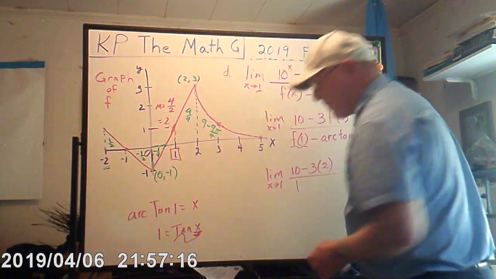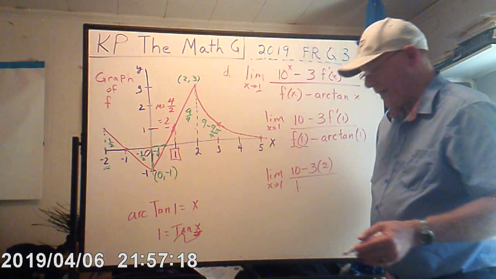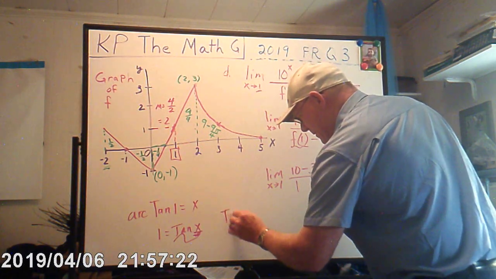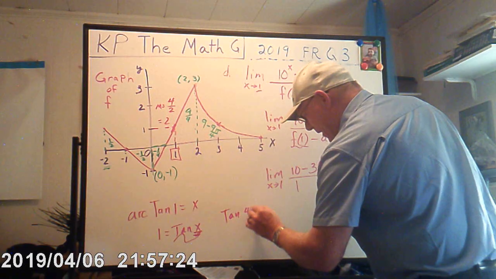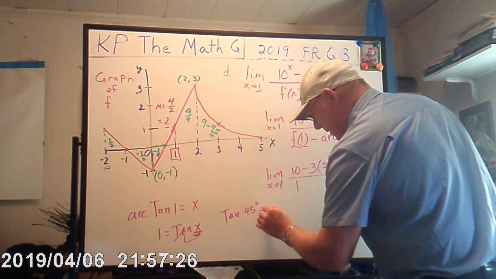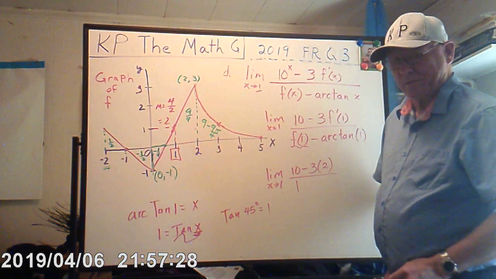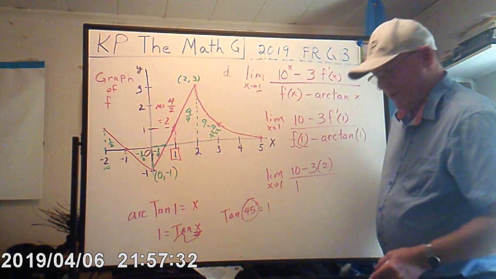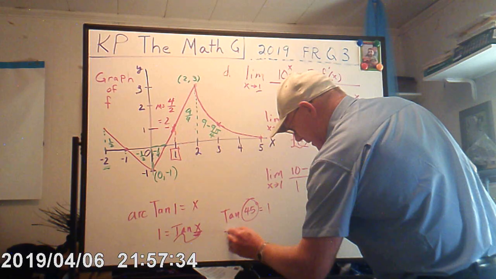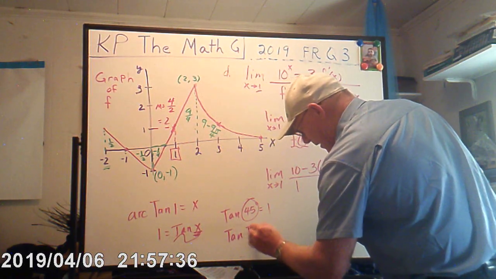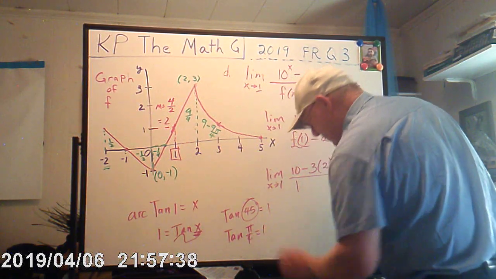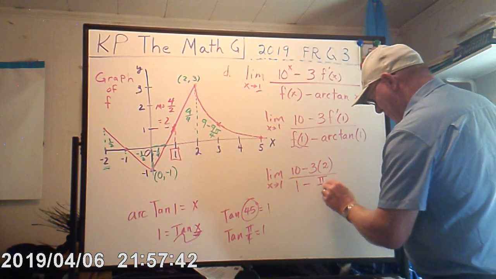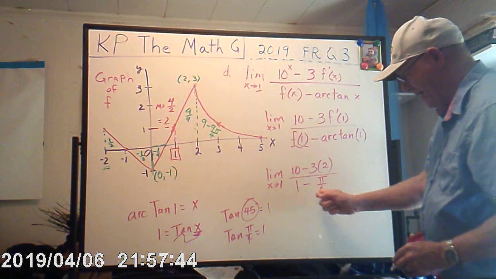I remember that we had a table a while back, and I know that tangent of 45 degrees, if you have it in degrees, is equal to 1. But what we want is radian measure. So tangent of pi over 4 is equal to 1. So 1 minus pi over 4. And one thing about it, this is not going to be 0.